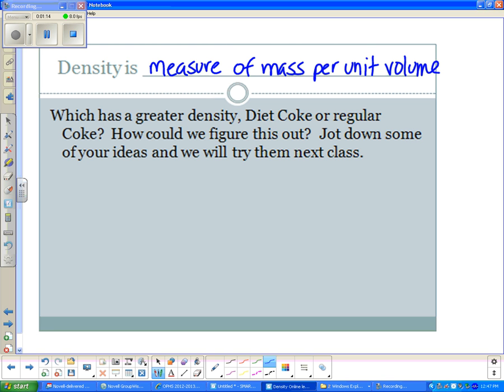So I have a question to pose to you. Which has a greater density, Diet Coke or regular Coke? How can we figure this out? We need to think about how are these two things different. Jot down some of your ideas in this space provided, and I'll bring a can of each, Diet Coke and regular Coke, to class, and we'll try and figure out which one has the greater density.